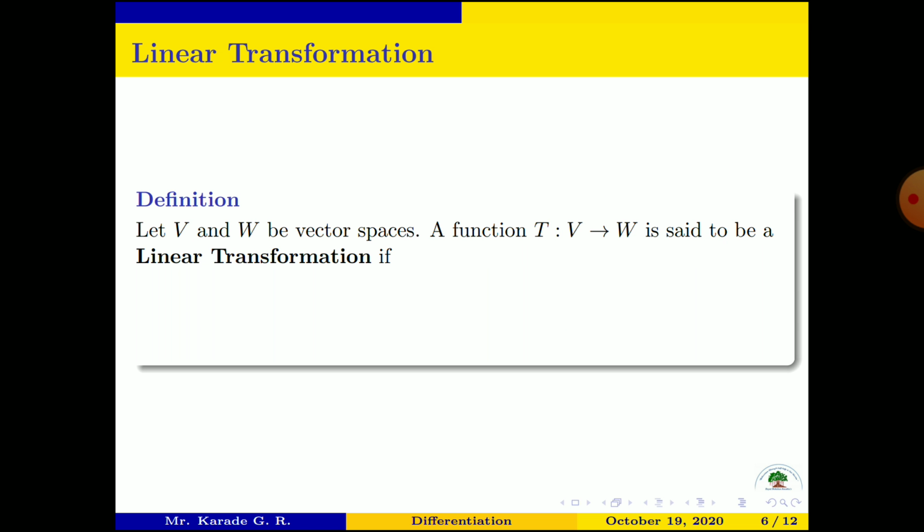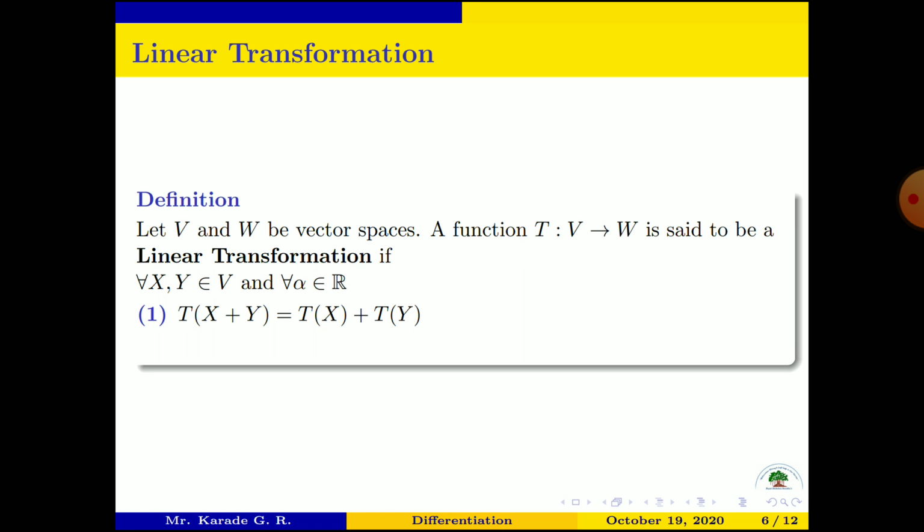Let capital V and W be vector spaces. A function capital T from vector space V to vector space W is said to be a linear transformation if it satisfies two conditions. For all vectors x, y belonging to V and for all scalars alpha in R, the first condition is T of x plus y is equal to T of x plus T of y.